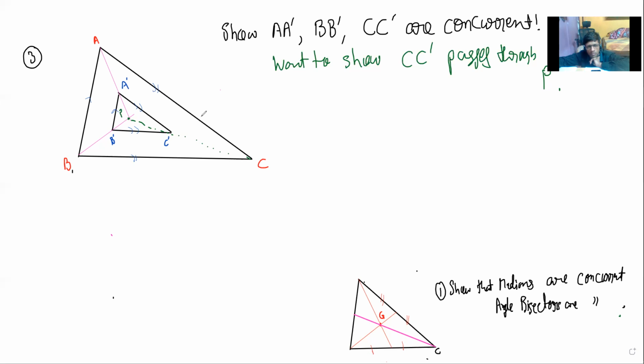Basically, if CC prime does not pass through P, then the triangle cannot be parallel. If it doesn't pass through P, then A prime C prime cannot be parallel. Yes, right. So I'll say that formally. Essentially that's what I have in mind, so I'll basically prove that.